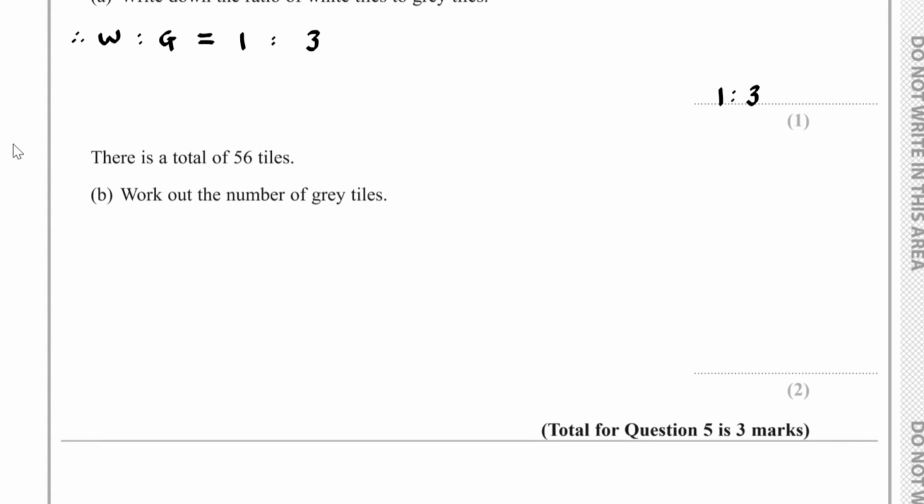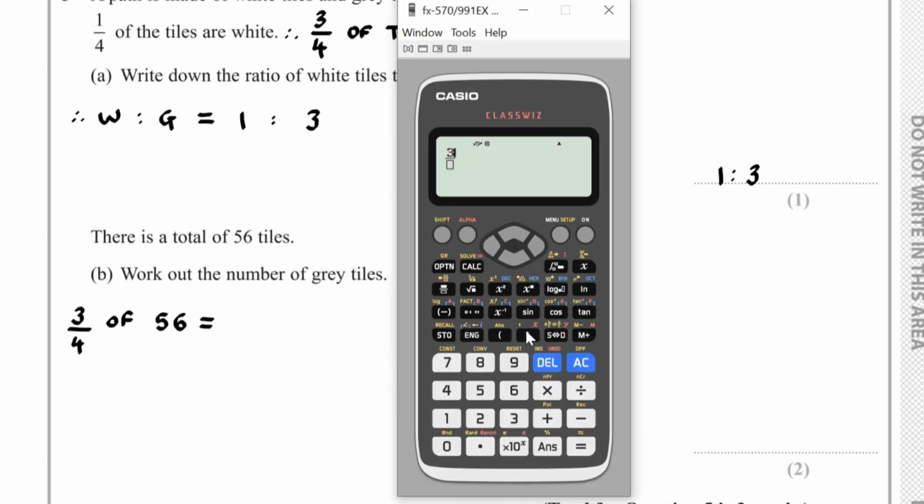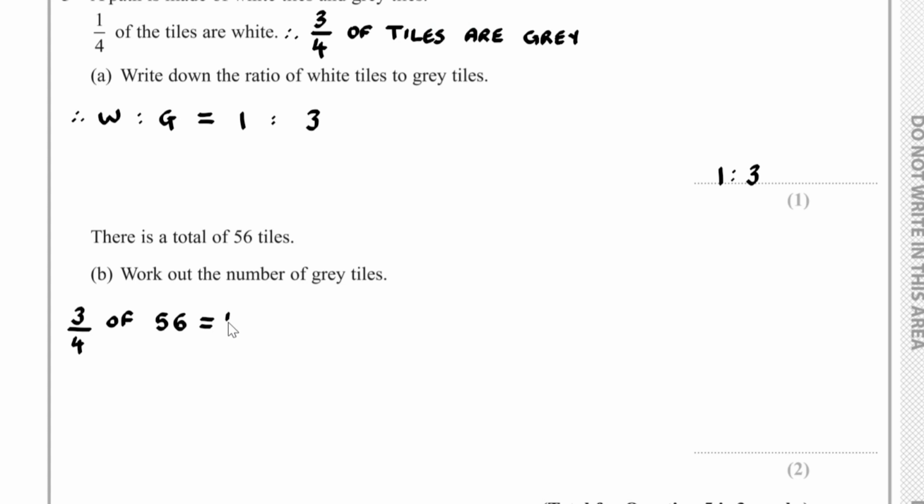Then there are a total of 56 tiles. We have to work out the number of grey tiles. Well, we know that 3/4 of the tiles are grey. So if I work out 3/4 of 56, well, that's the same as 3/4 multiplied by 56, which is 42. So 42 of the tiles are grey.